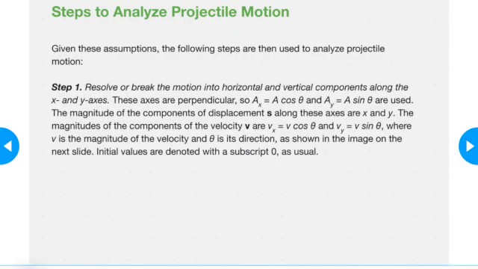So we want to actually go through and write these steps down. Steps to analyze projectile motion. First up, step 1, resolve or break the motion into its horizontal and vertical components along the x and y axes.